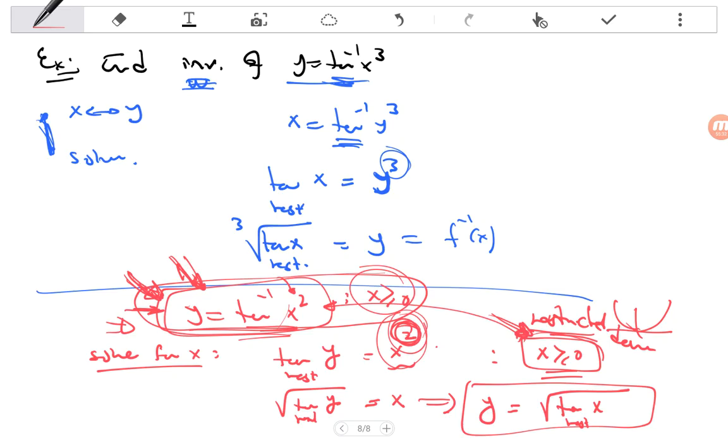If I ask you what is the domain of the inverse function, this one, what is the domain of this function? This is tan restricted, so in this case x will be from open negative pi over 2 to pi over 2 open.